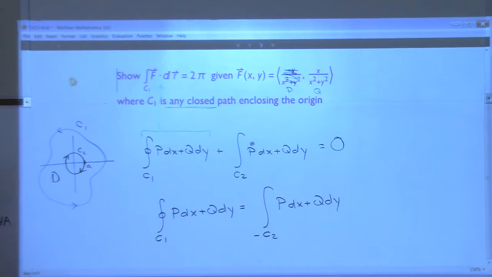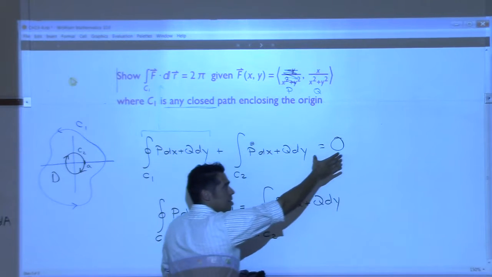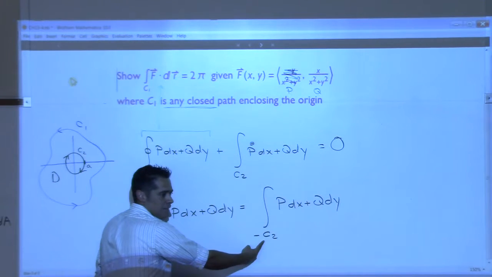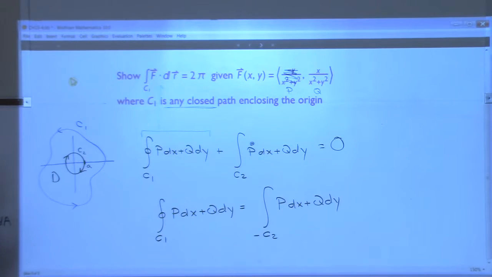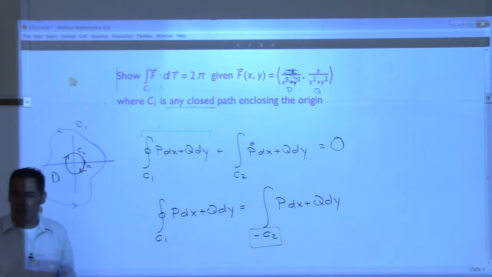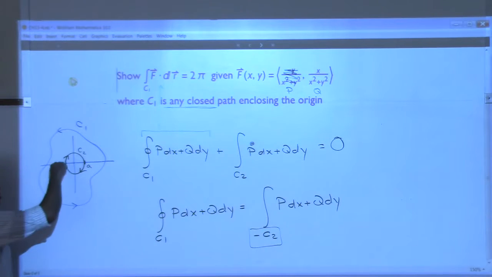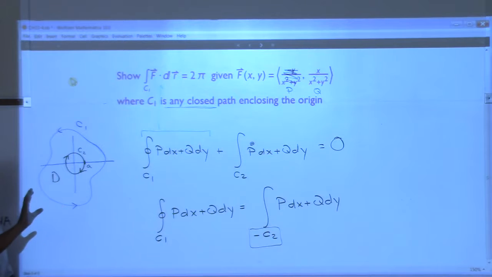Okay, so I moved this one to the other side, which should have made it negative. But then I changed the path's orientation, which changed it back to positive but reversed the path. So we need to now come up with a parametric representation of negative C2. And remember, C2 went clockwise, so negative C2 goes counterclockwise, which is perfect because that's the way I like to parametrize circles.